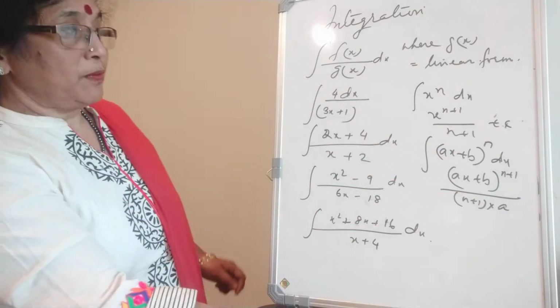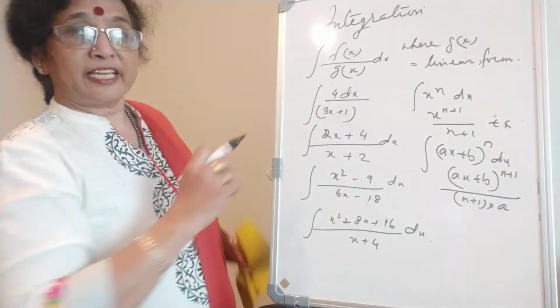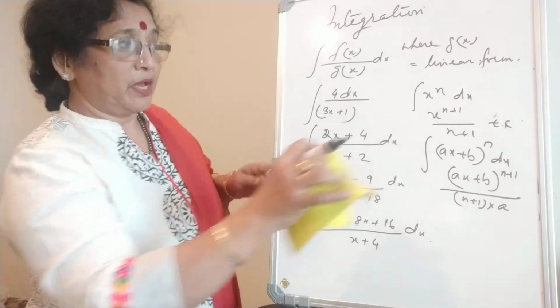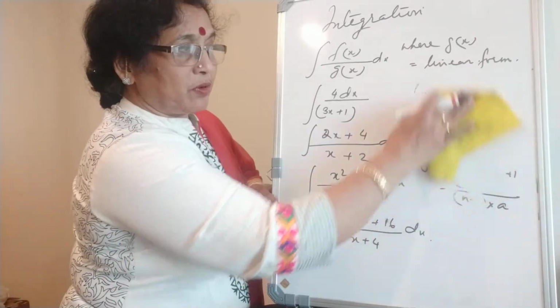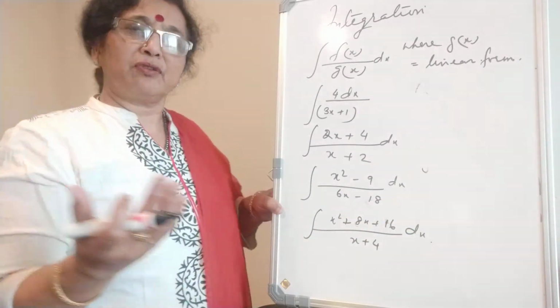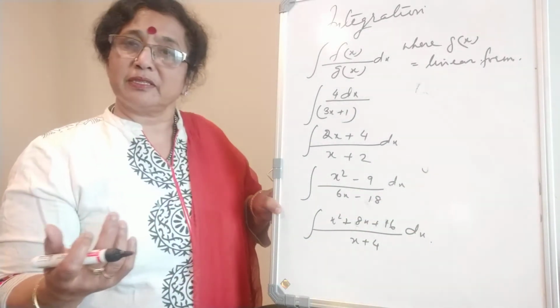So in this case, what is the integration of 1 by x? It is log x base e, or ln x as we say. If you write log x, write base e. If you write ln x, you don't have to write base e. It's understood the base is e.